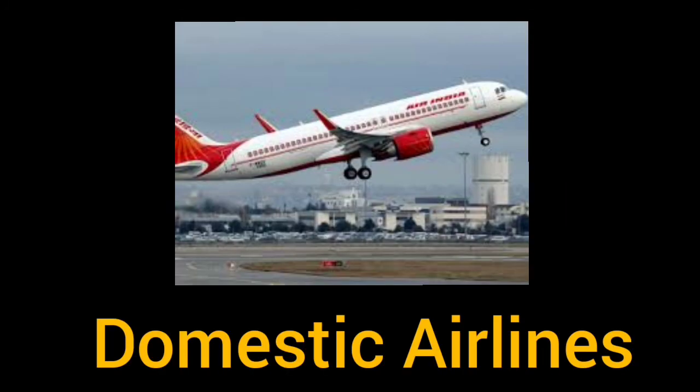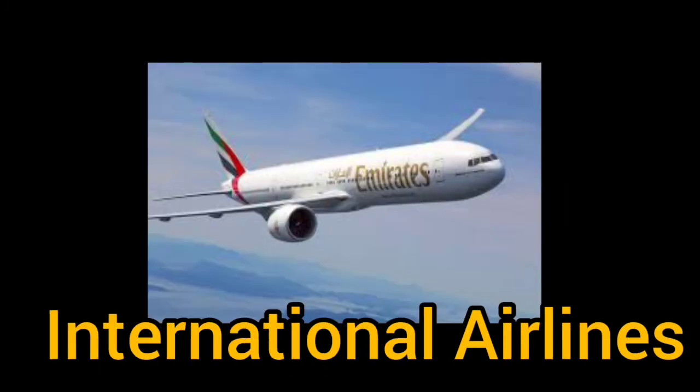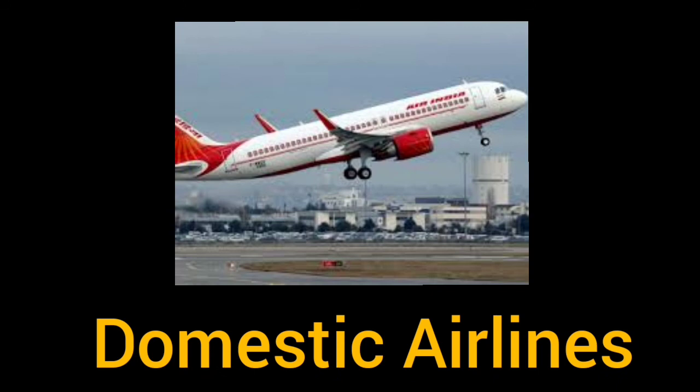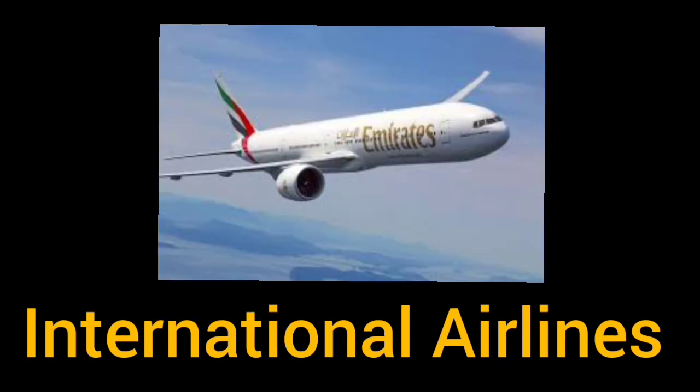Now there are two types of airlines. Number 1, domestic airlines, and number 2, international airlines. The very name domestic airlines gives us an idea that these are the airlines which help people to move within the country. Let's say for example, if I want to go to Delhi, then I will take a flight for Delhi from Kolkata. Whereas international airlines are the ones that take people from one country to another. For example, from India to Britain.